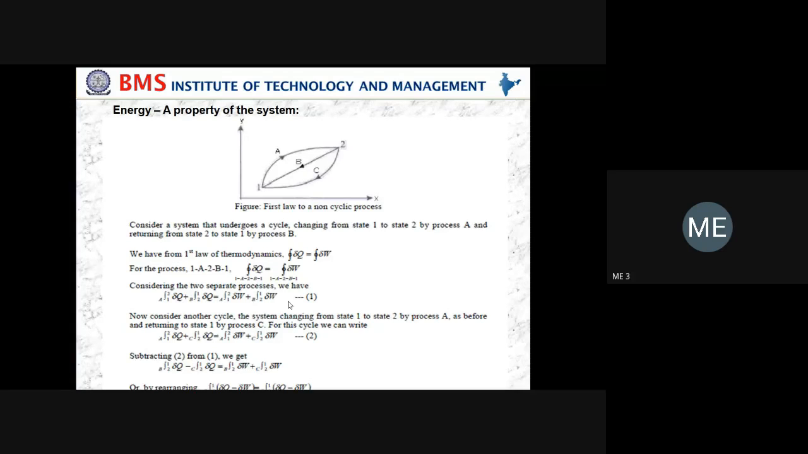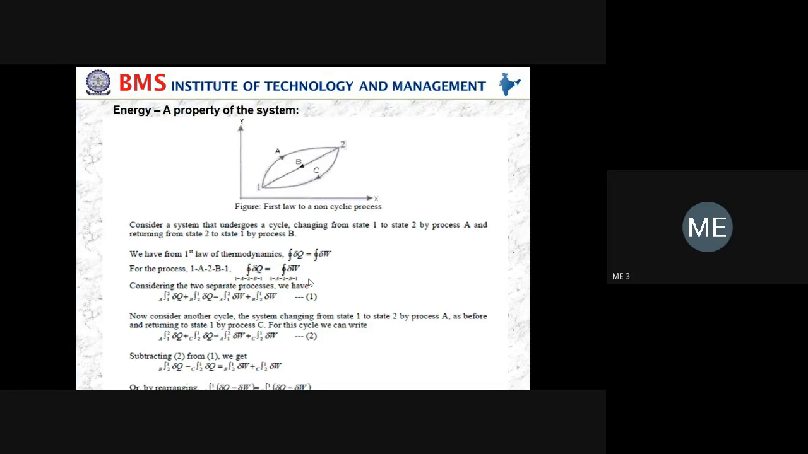On the right hand side, what are the common terms? This third term is common. Now you cancel this third term, and then the fourth term you can write like this: integration of dw between the state points 2 to 1 by following path B minus integration of 2 to 1 dw by following path C.